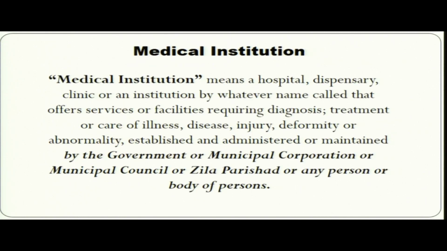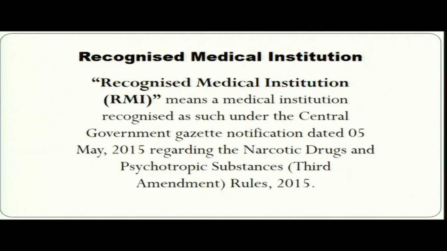What is a medical institution? Medical institution means a hospital, dispensary, clinic or institution by whatever name called that offers services or facilities requiring diagnosis, treatment or care of illness, disease, injury, deformity or abnormality, established and administered or maintained by the government or municipal corporation or municipal council or Zilla Parishad or any person or body of persons.